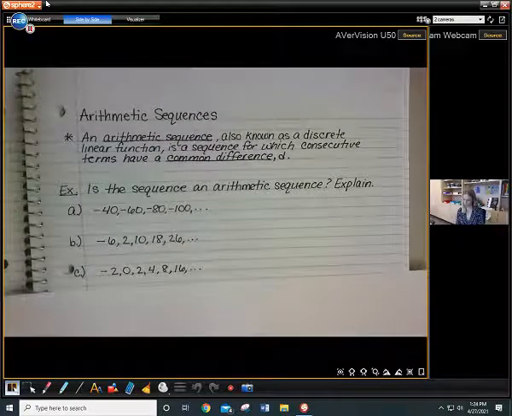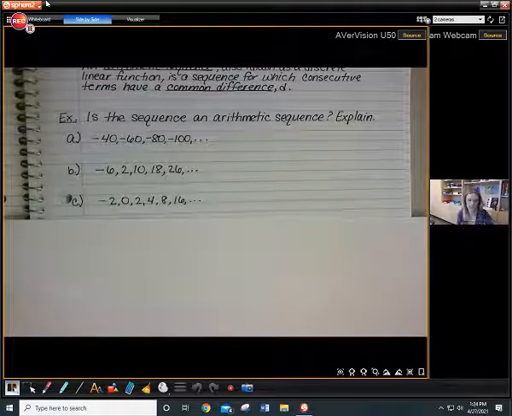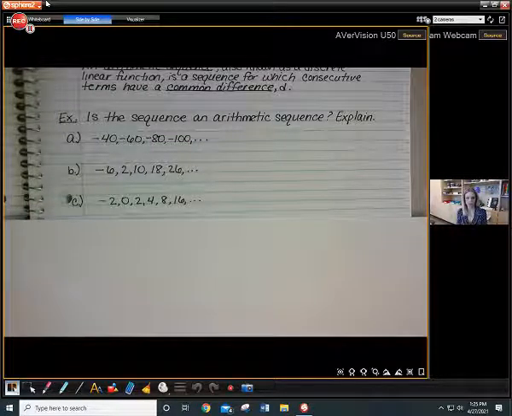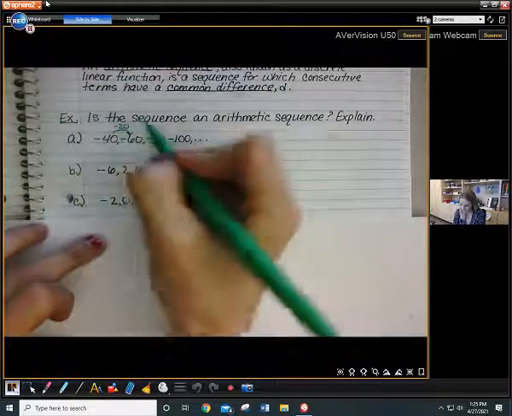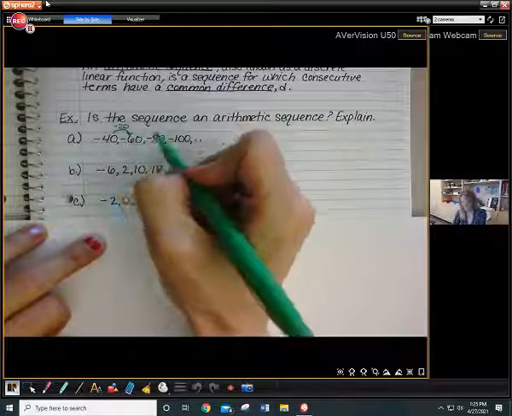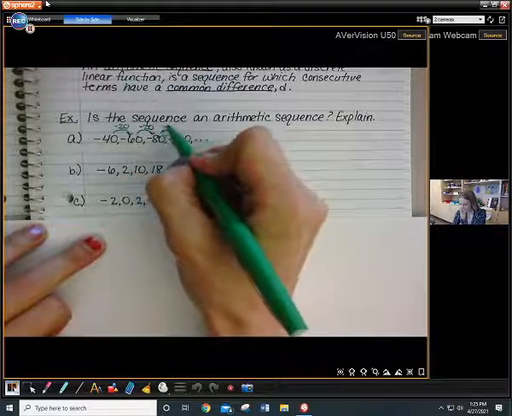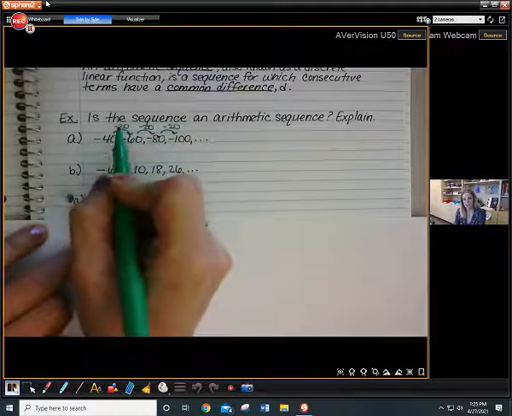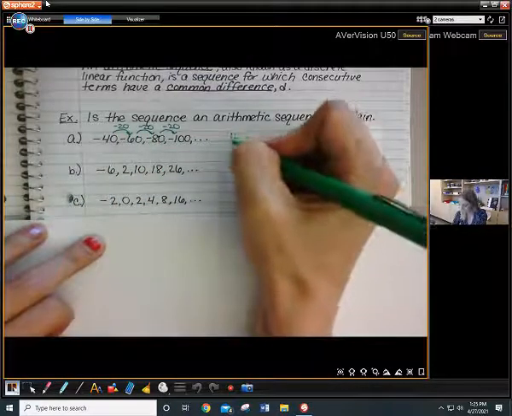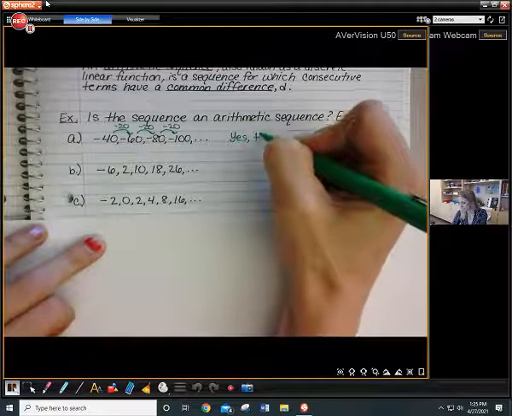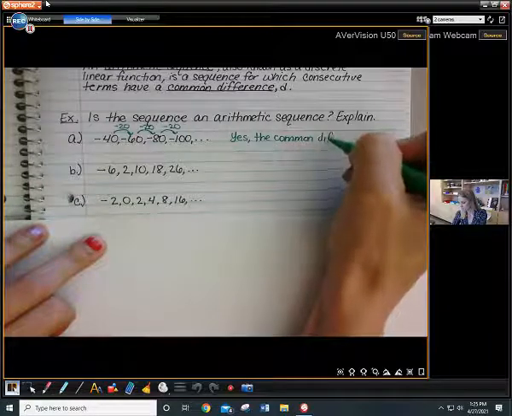All right, so here are my 3 examples. And so when we're looking at this, from -40 to -60, they are going down by 20. Okay, so from -60 to -80, they are going down by 20. They are going down by 20. Is that a constant value? Yes. All right, so yes, the common difference is constant.